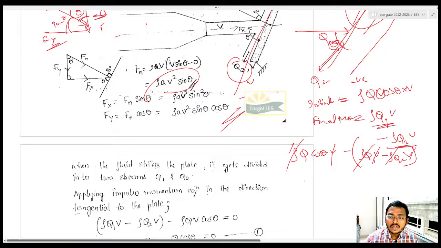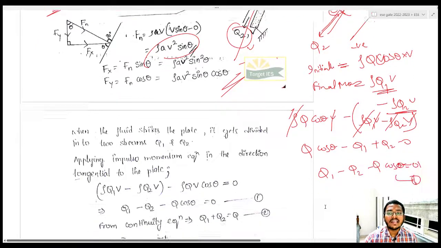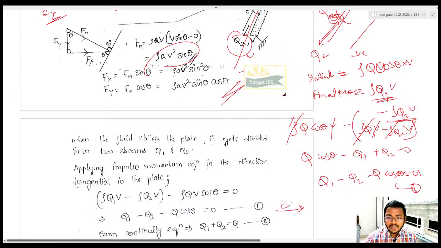Okay, so what I am going to get, q cos theta minus q1 plus q2 is equal to 0. Okay, I can rearrange it like this, q1 minus q2 minus q cos theta is equal to 0. This is my equation number 1. Okay, similarly I know one thing, this discharge whatever was coming, it got split into q1 and q2, right? That's why I can write one more equation, q is equal to q1 plus q2.